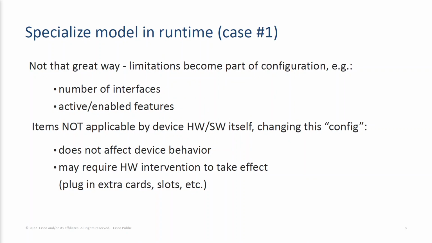How can we make generic models specific to a target device? For example, the number of interfaces supported on the device, specific routing protocols, or business logic being available. These are not really items that are configurable in runtime typically, or without need of manipulation or intervention with the device hardware.